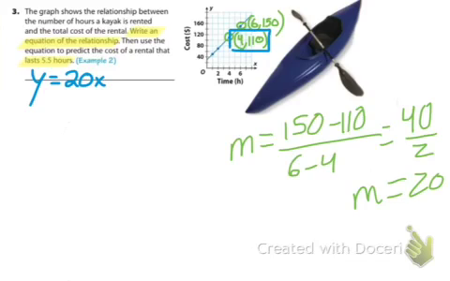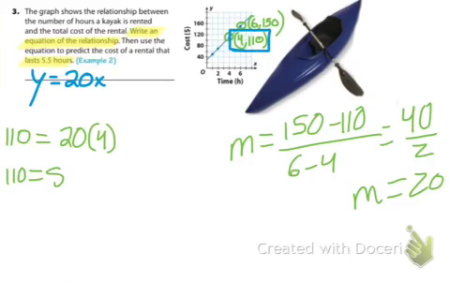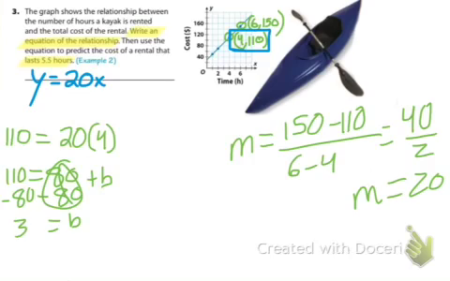coordinates. Let's just use this first one we had, 4 and 110. So 110 is y for 4 hours. So 110 equals 80. No, it doesn't, so we have to add b, and now we subtract 80 from both sides. So b equals 110 minus 80 is 30. So that's our b. So our equation is y equals 20x plus 30. So this is half of our answer.